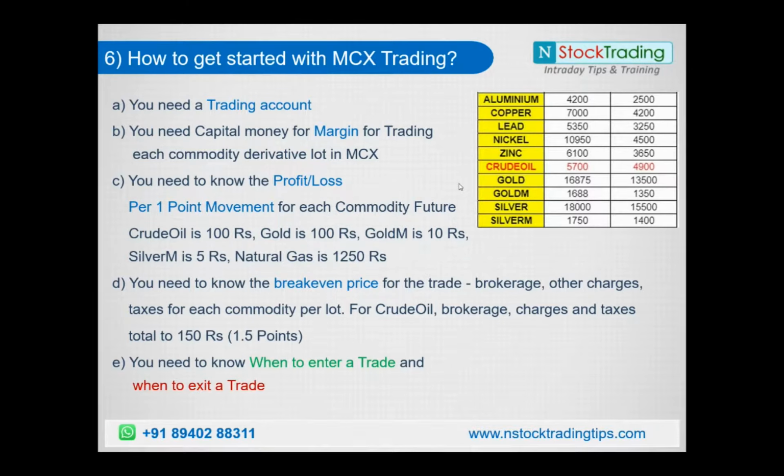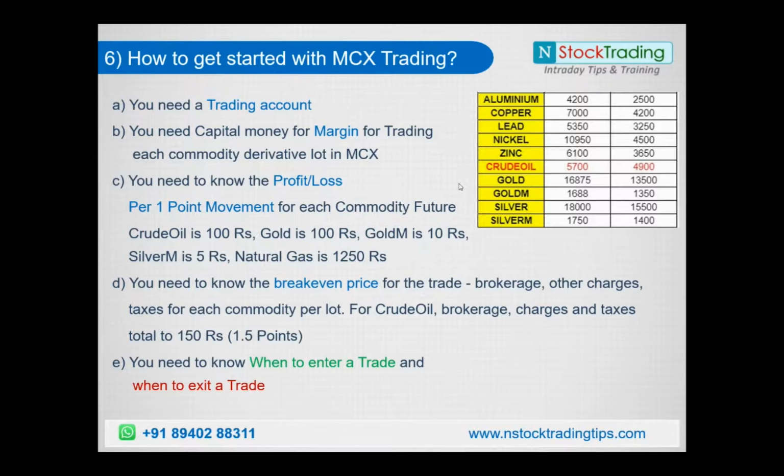So this is the margin you will need. For example, you need around 4,900 rupees for trading one lot of crude oil. This is all about intraday. These are all not for holdings. The prices are all for intraday, MIS intraday tradings. Okay. Now, so you need such a capital money. For example, if you need to trade like 10 lots of crude oil, you need around 50,000 rupees in your trading account. So this is about margin needed.